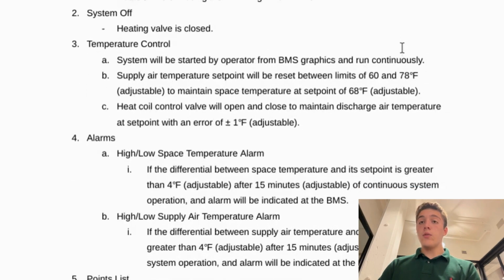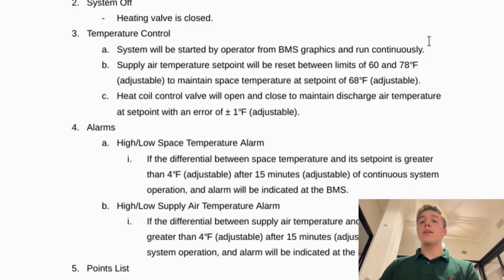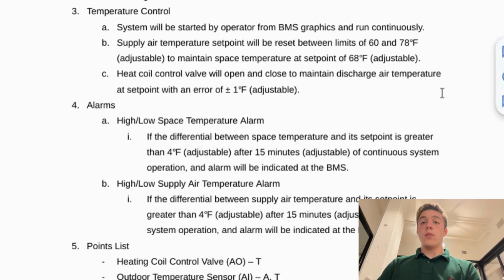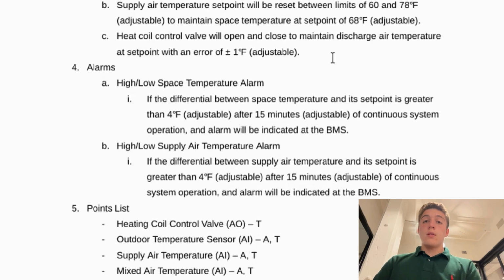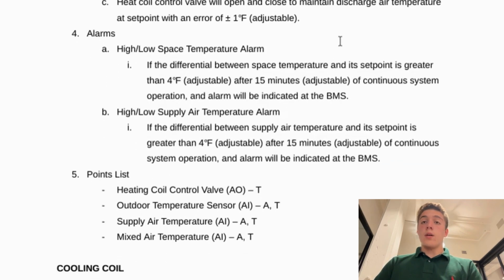It's going to be run continuously and try to keep the air between 60 and 78 degrees in order to maintain the air temperature at 68 degrees Fahrenheit. The allowable error will be 1 degree Fahrenheit. Next, we have some alarms. Make sure that it stays within 4 degrees Fahrenheit. If it goes over that for 15 minutes, then an alarm will be indicated. So this will be for the space and for the supply air temperature.